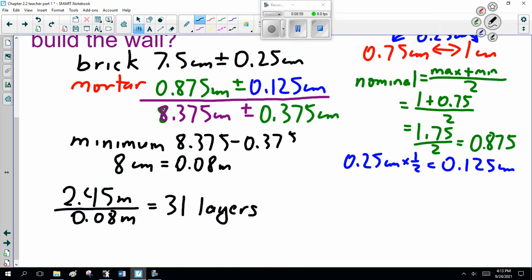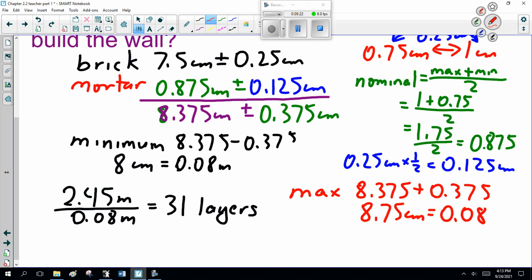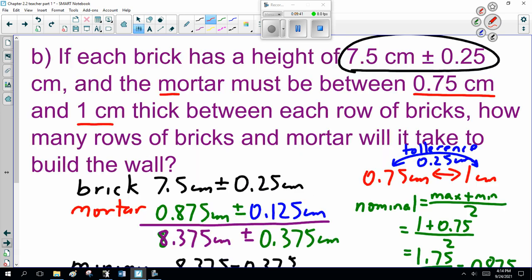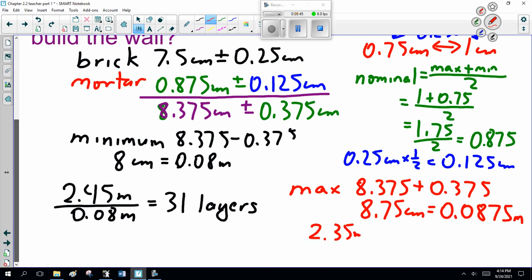Okay. Now, on the other hand, our maximum value is 8.375 plus 0.375, which is 8.75. So, if we get lucky and the bricks coming from the factory are a little thick, and we put on the mortar a little thick, we're 8.75 centimeters thick. So that gives us our smallest wall, 2.35 meters. So 2.35 meters divided by 0.0875. So we get lucky, and the bricks are big, and the wall is small.